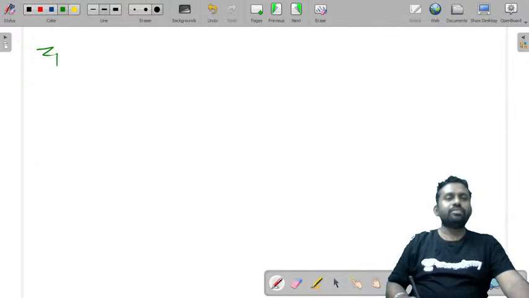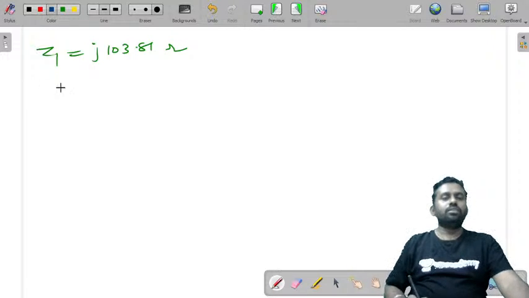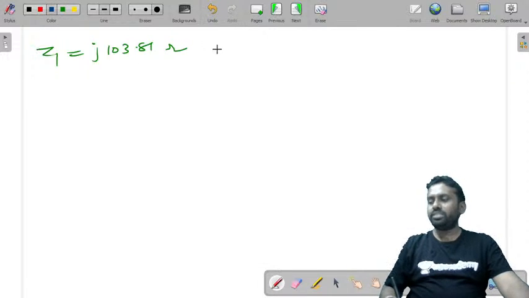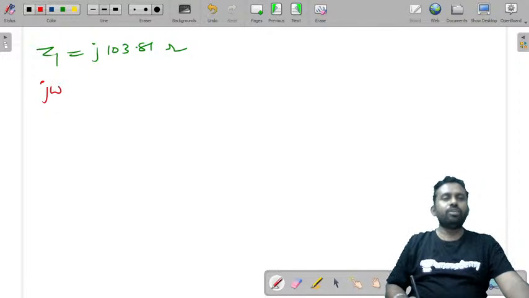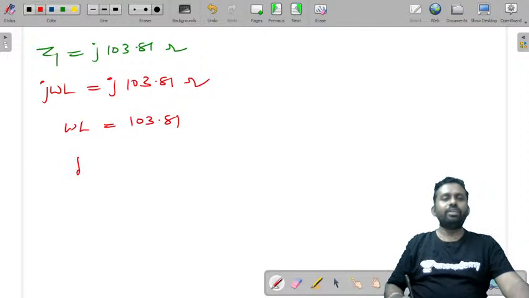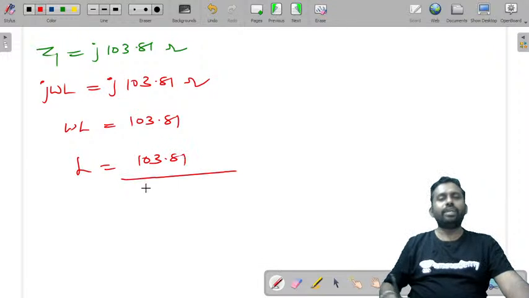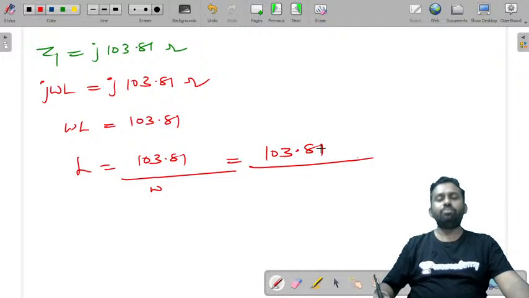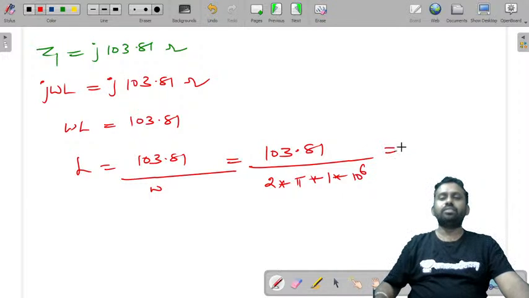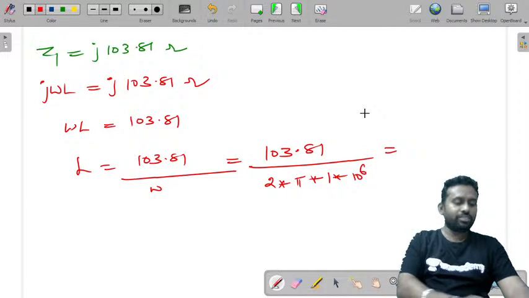So let's try to do that. What is Z1? j103.81 ohms. So it is a positive value, so you can write it as j omega L is equal to j103.81 ohms. So omega L is equal to 103.81. L is equal to 103.81 by omega. So you'll get 103.81 by 2 into pi into 1 into 10 power 6, that is 1 megahertz. So you can calculate this.